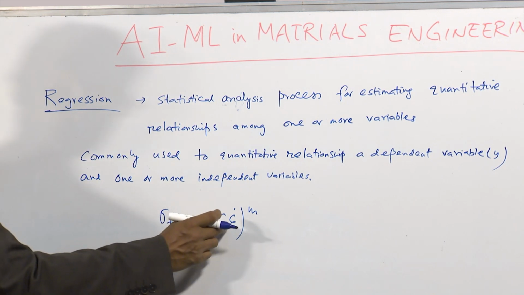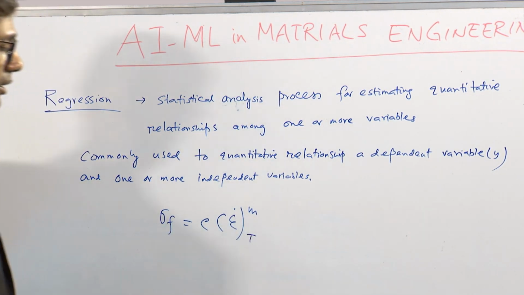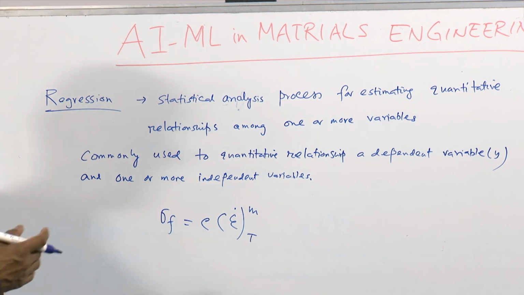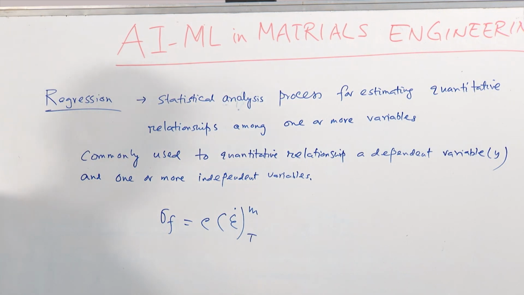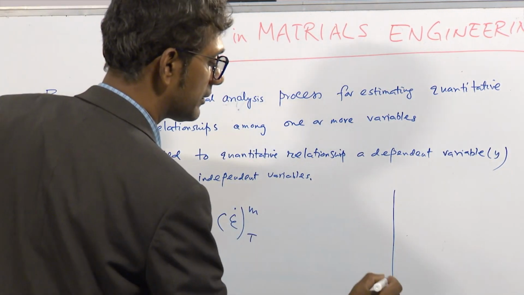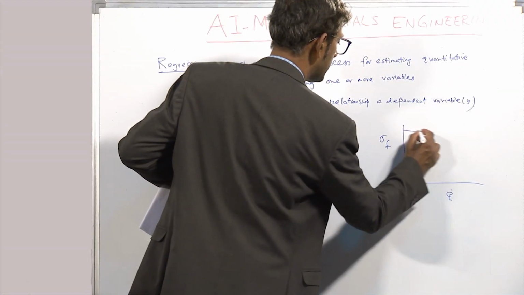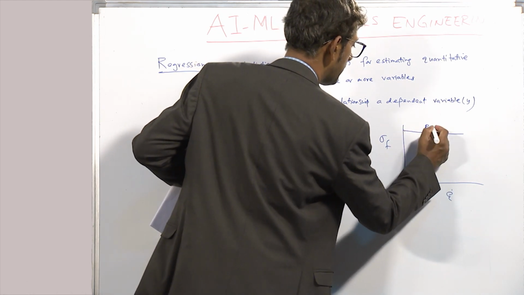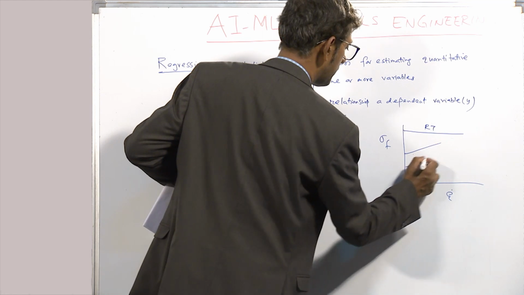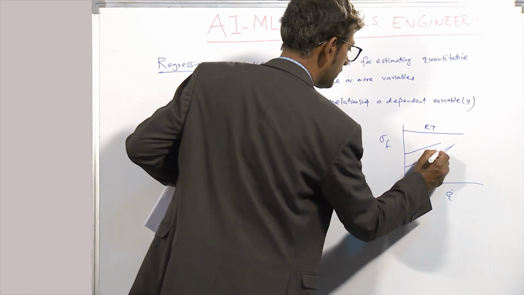By the way, for a particular material, M and C may be constant. In that case it is basically a single independent variable, epsilon dot, and remember this is true for a particular temperature. As you change temperature, M will change, everything will change. We have seen this kind of plot between sigma f and epsilon dot at different temperatures. This is a straight line at room temperature, and these are the different high temperatures.